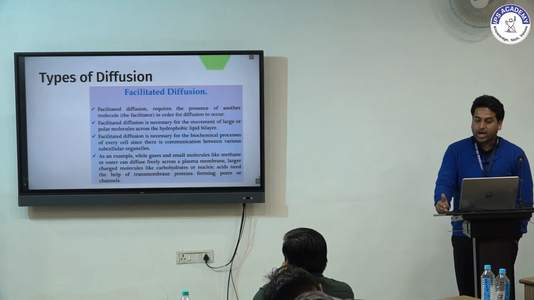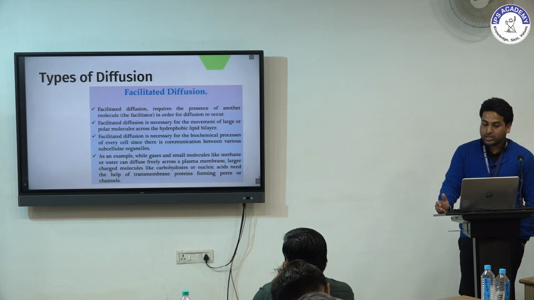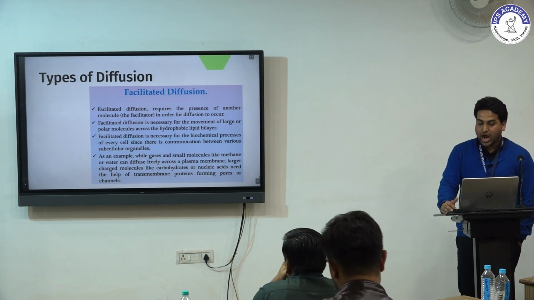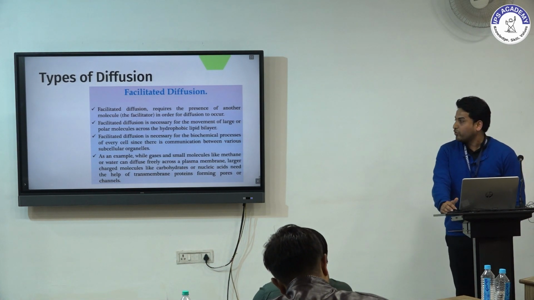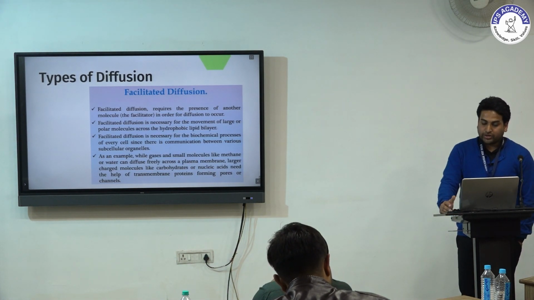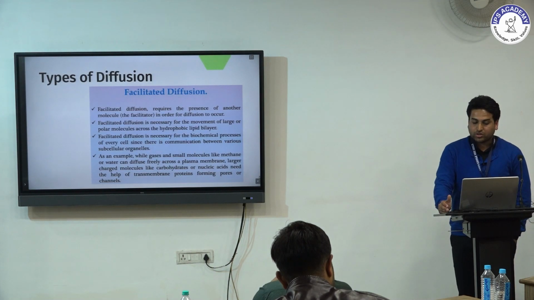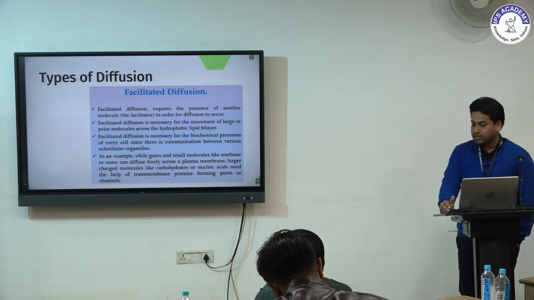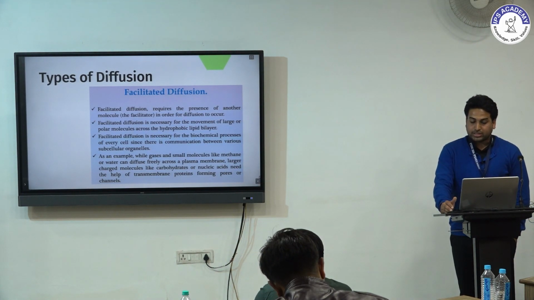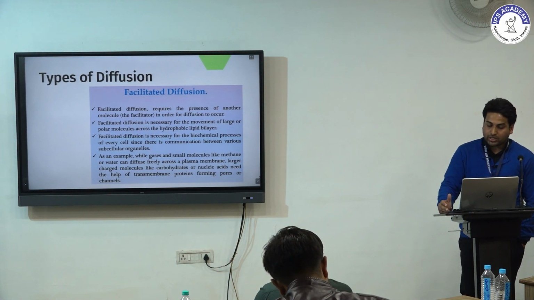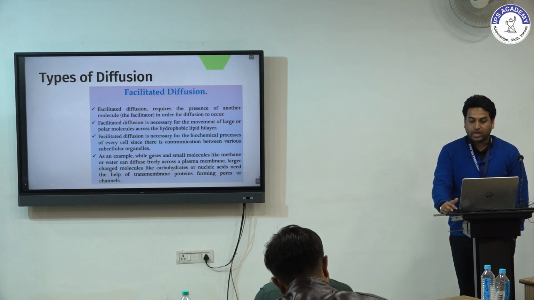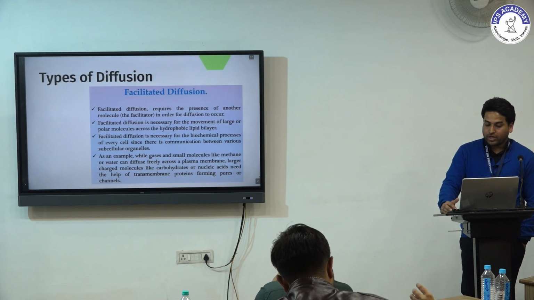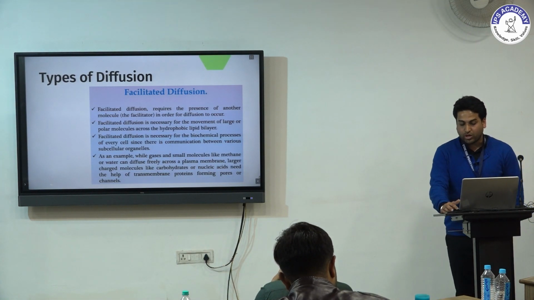The facilitated diffusion requires the presence of another molecule, a facilitator, in order for diffusion to occur. Facilitated diffusion is necessary for movement of large or polar molecules across the hydrophobic lipid bilayers. It is necessary for the biochemical process of every cell, since there is communication between various subcellular organelles. As an example, while gases and small molecules like methane or water can diffuse freely across the plasma membrane, larger charged molecules like carbohydrates or nucleic acids need the help of transmembrane proteins forming pores or channels.